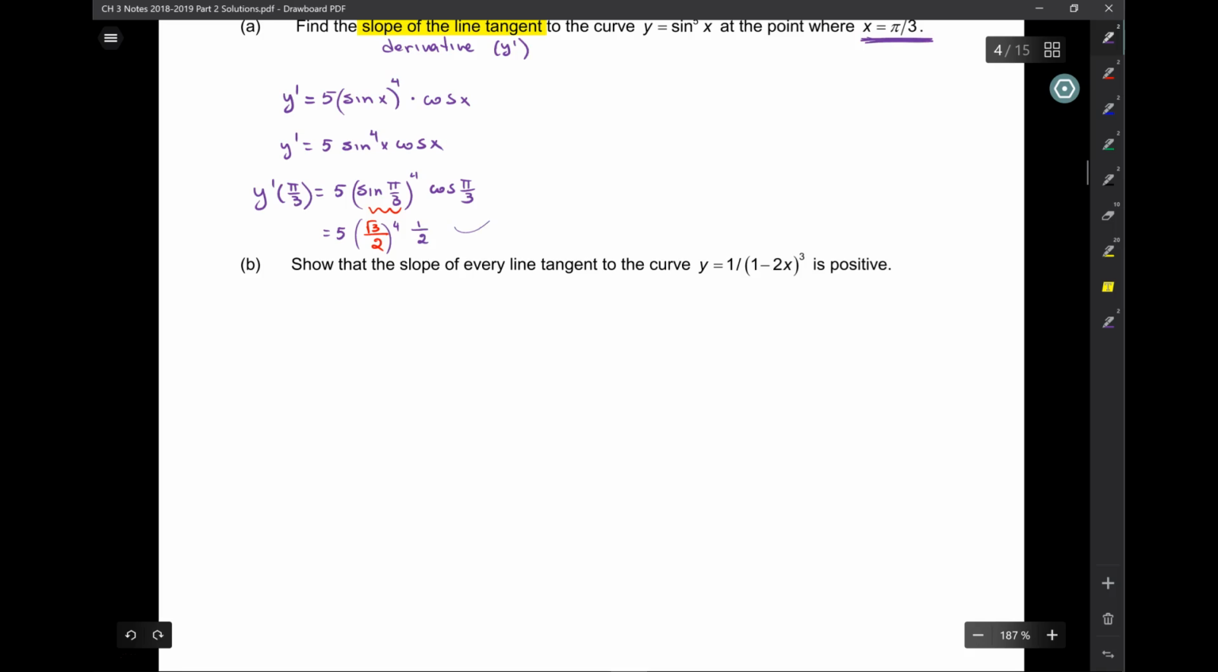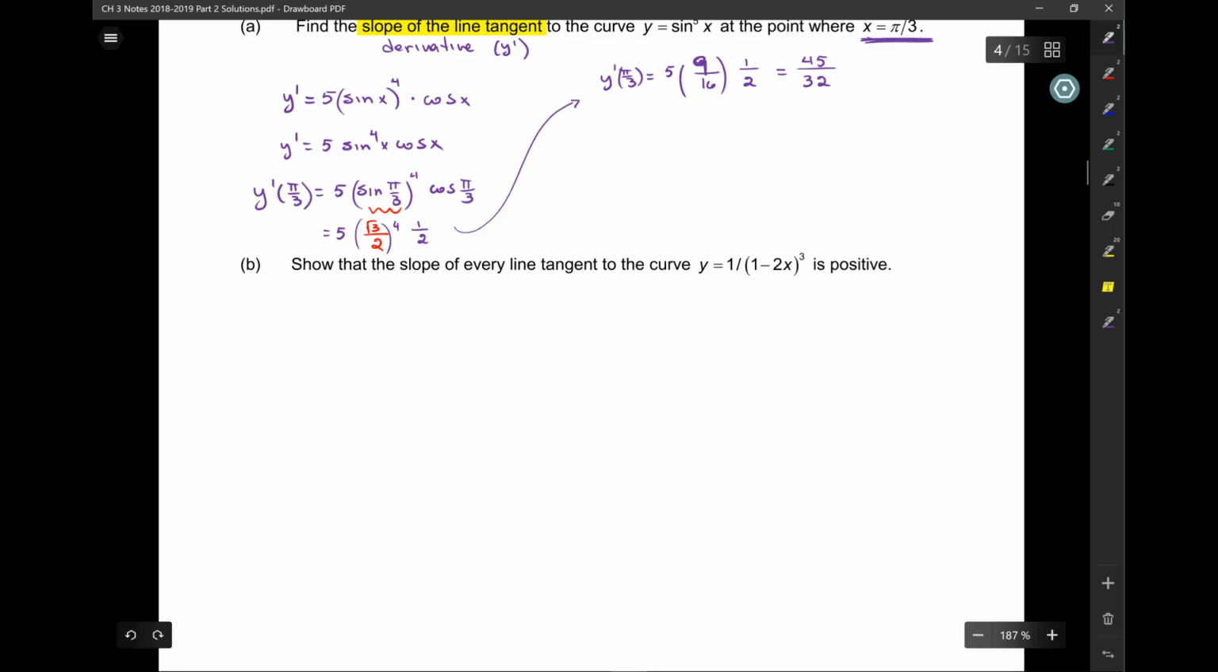Okay? So if I go up here, this is y prime at pi over 3 is equal to 5 times, okay, this exponent of 4 belongs to the root 3 and the 2. Root 3 to the power of 4. Root 3 squared is 3, that squared is 9, over 2 to the 4th, 16. Okay, and we did that without a calculator. Times 1/2. So this is 45 over 32.